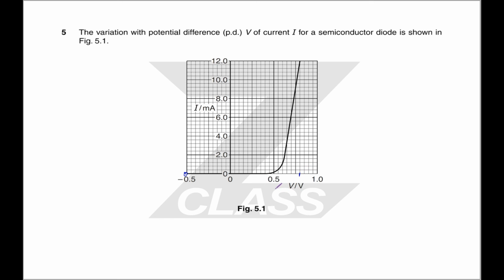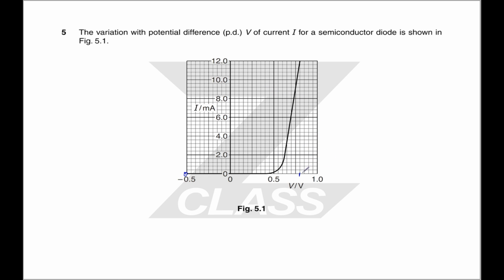So, what is going on over here? Well, at this point, we've essentially got infinite resistance, right? Because we are not allowing a current to flow. If we're not allowing a current to flow, we've essentially got infinite resistance. And then the resistance decreases rapidly after that. Okay?